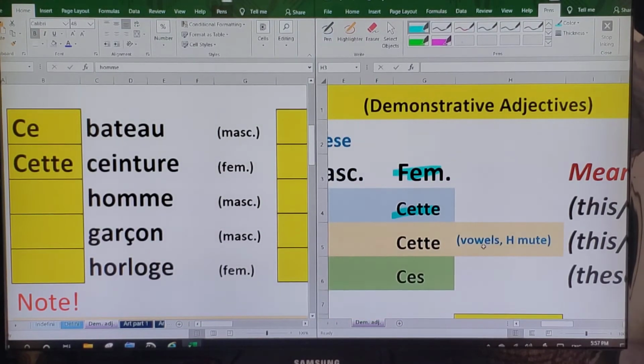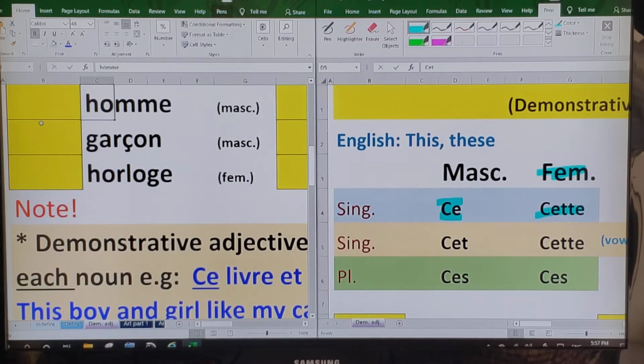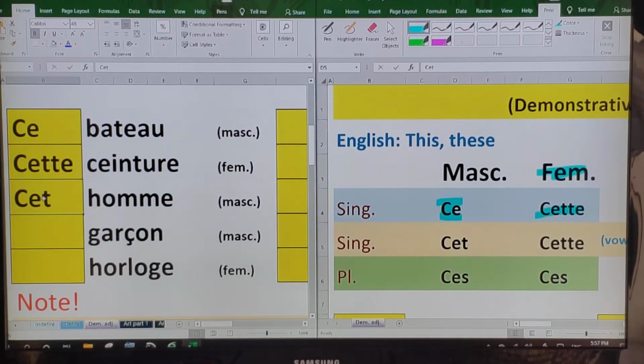For a masculine singular that begins with a vowel or h mute, we use cet, right? So, we are going to be putting cet over here. Oops, sorry. We are going to be putting cet over here. And remember, this is pronounced as cet homme. Okay, cet homme. The next word, garçon, example of a masculine singular. So, we use the word ce.